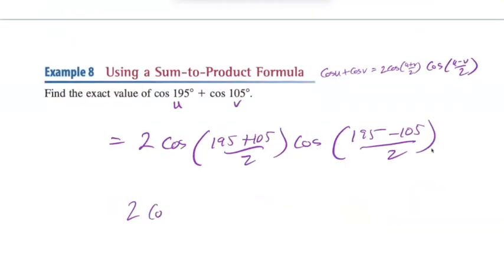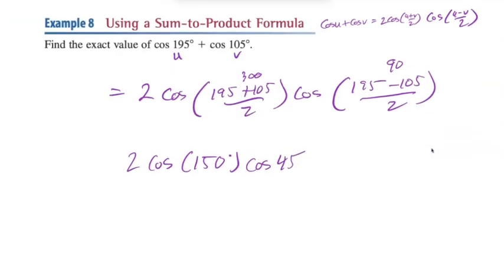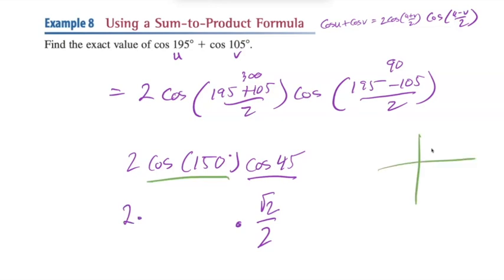So this is going to be 300 and 90. We divide 300 by 2 to get 150, and 90 divided by 2 is 45, so cosine 45. And that's something we could do. Cosine 45, we all know, is rad 2 over 2. If we have to figure out cosine of 150, I'm going to draw it real quick. Here's 0, here's 180. 150 is in here.